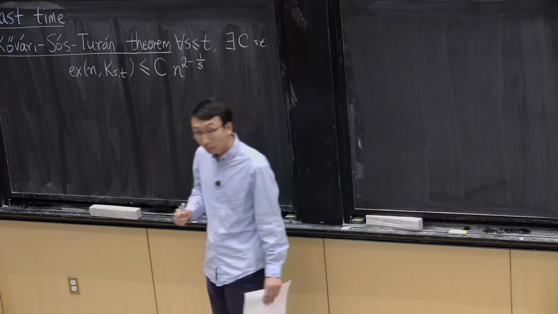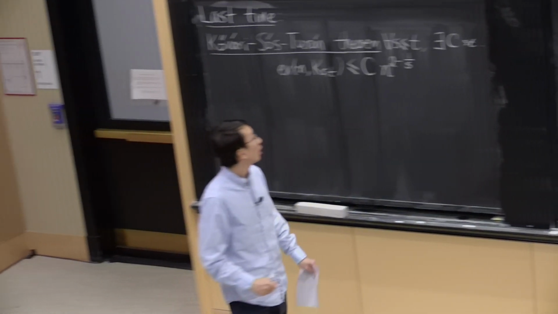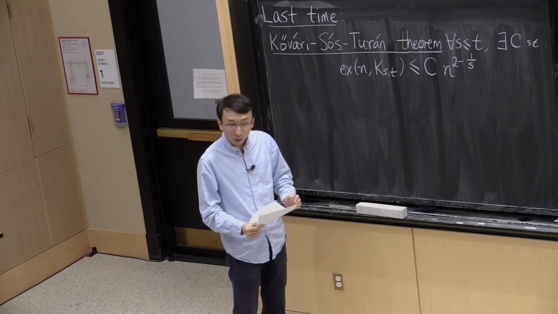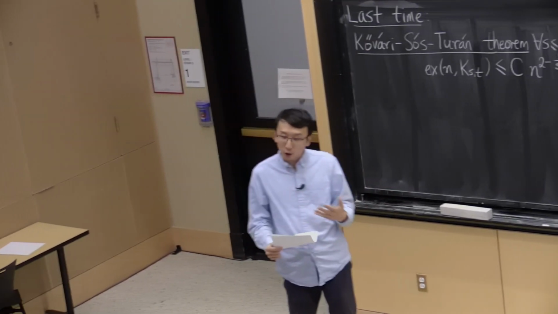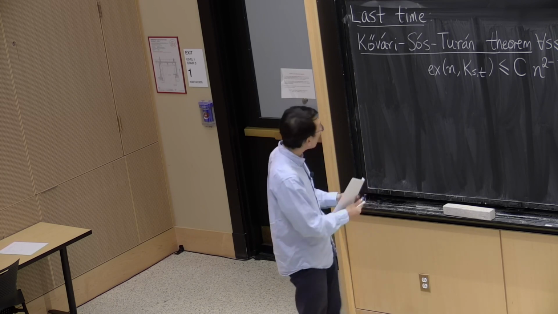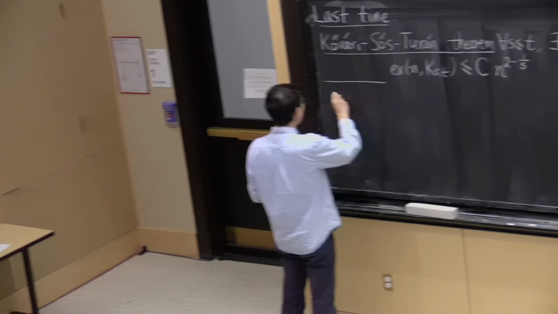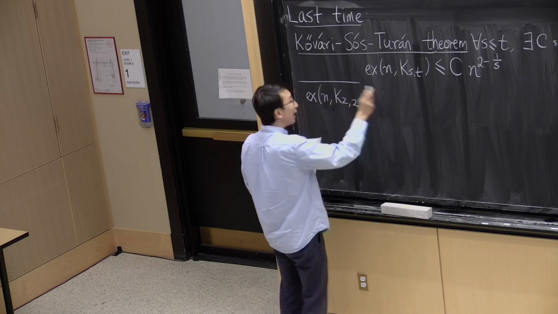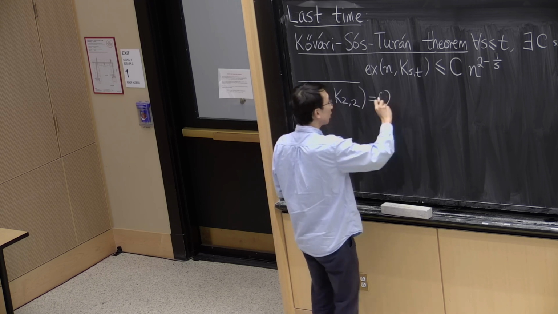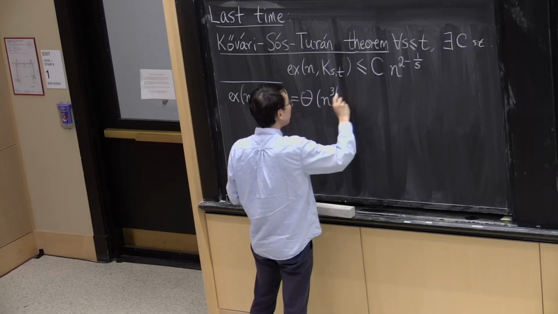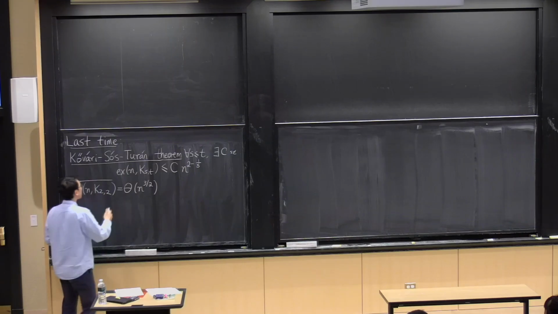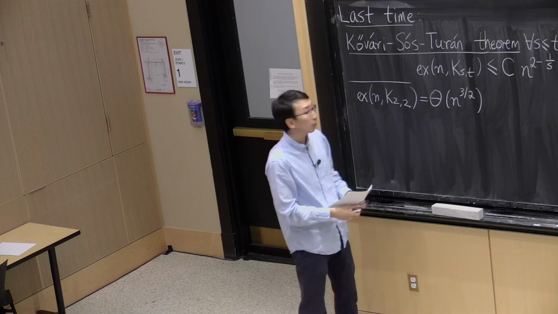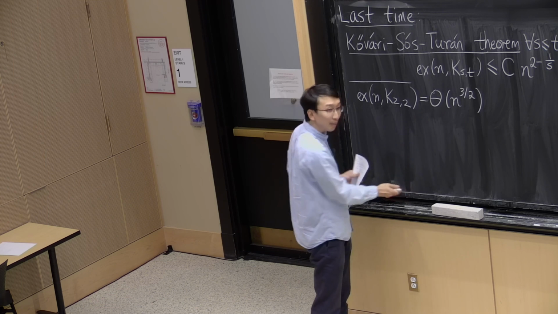And that's a major open problem. It's a conjecture that this bound is tight up to constant factors. But that conjecture is known for only a very small number of graphs. And we saw a couple of examples last time. So last time we saw a construction that shows that for s equals 2, this bound is tight. So the extremal number for K_{2,2} is on the order of n to the 3/2. This theta means I'm hiding constant factors.